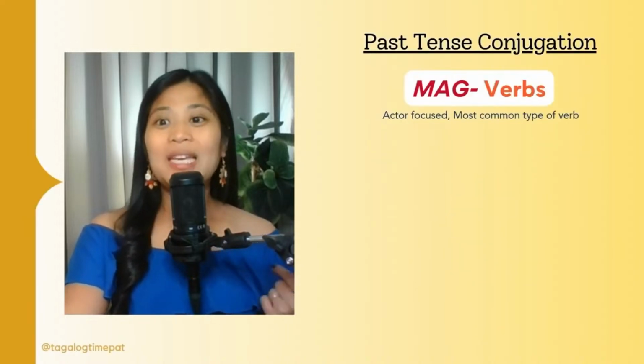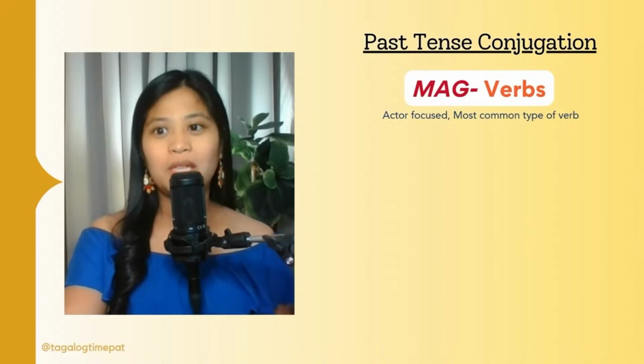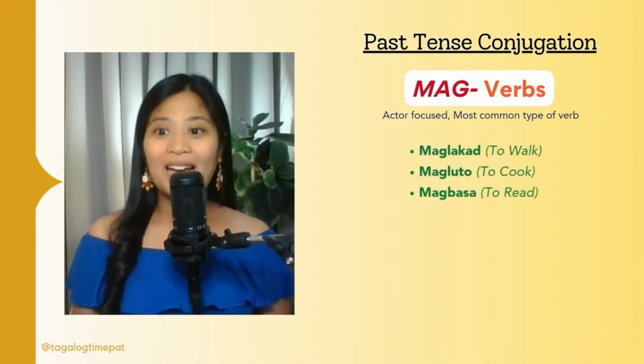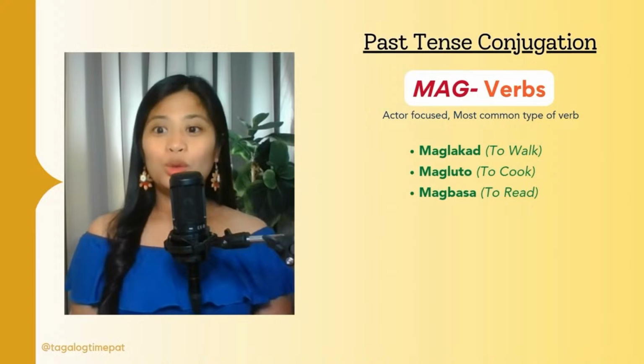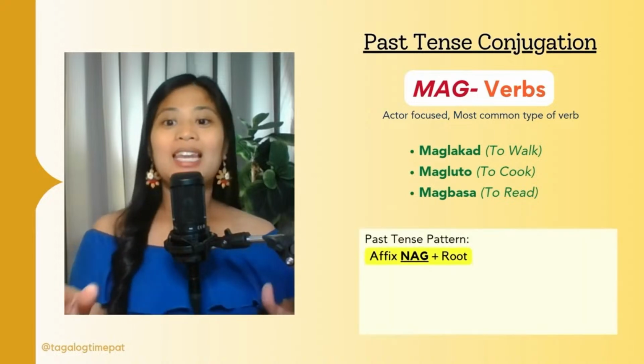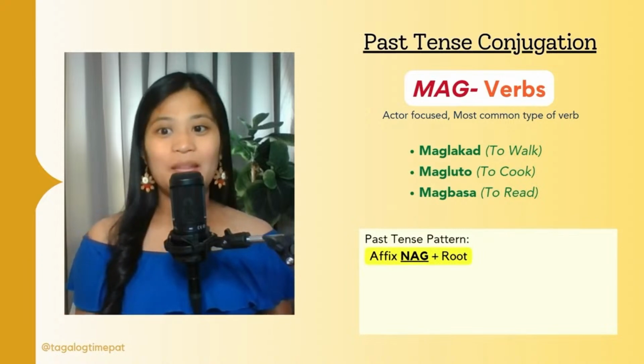So let's start with the mag-verbs. These are usually actor-focused, and they are the most common type of verb in Tagalog. Some examples are maglakad, to walk, magluto, to cook, magbasa, to read. Now, in the past tense, you have to add the affix nag in the beginning.